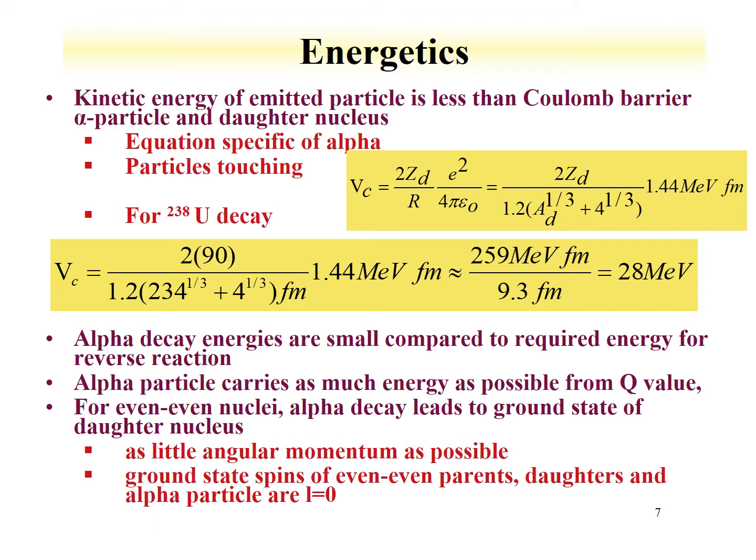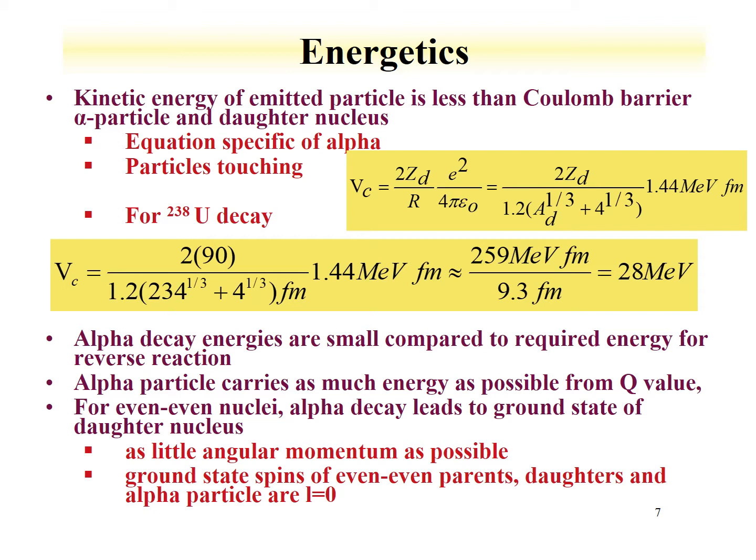So let's look at this for uranium-238. The alpha particle Z is 2. For 238, the daughter would be thorium, so we use a Z of 90. We put in the values 1.2 times A daughter to the 1/3 plus helium nucleus to the 1/3 times 1.44 MeV Fermi. And what we get is a Coulomb barrier of 28 MeV.